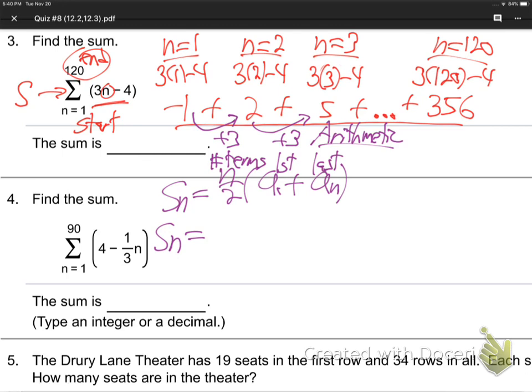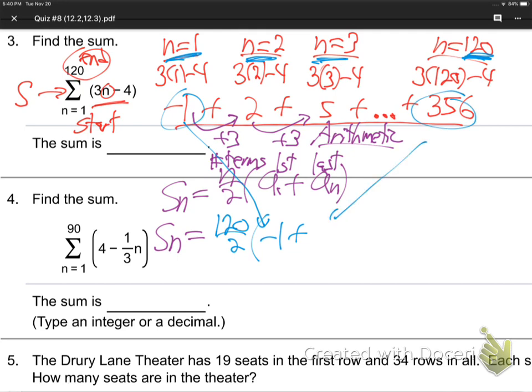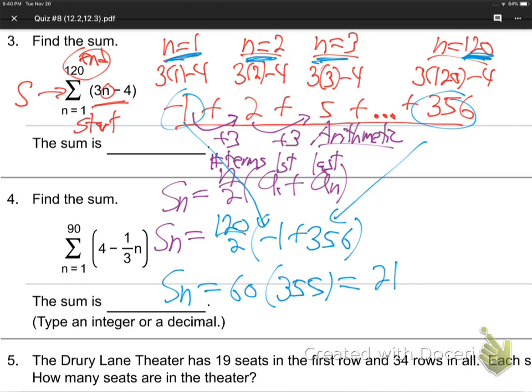So what's the number of terms here? Well, it must be 120, because we started at 1, 2, 3, all the way to 120. So there's 120 terms. What's A1, the first term? That's the negative 1. What's the last term? That's the 356. So work that out. That's going to be 60 times what? 355? 356 minus 1. So I'm going to use my calculator here. 60 times 355. I'm getting 21,300. There we go. There's the sum of that sequence.